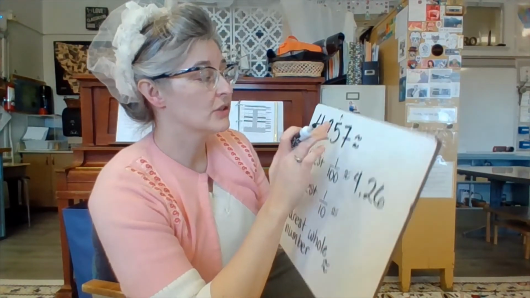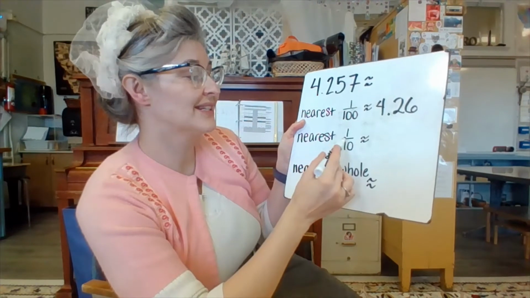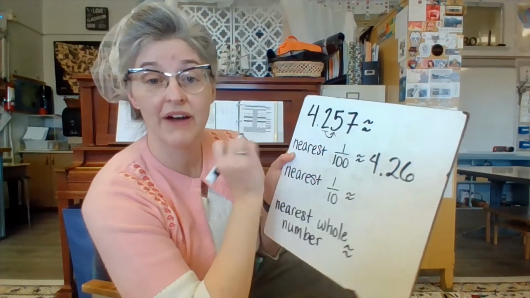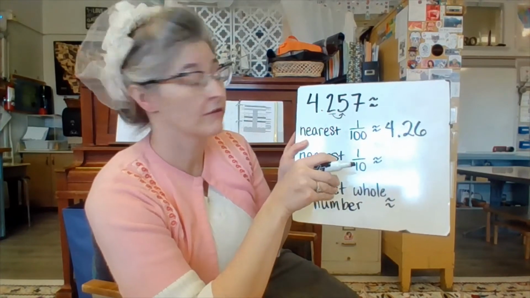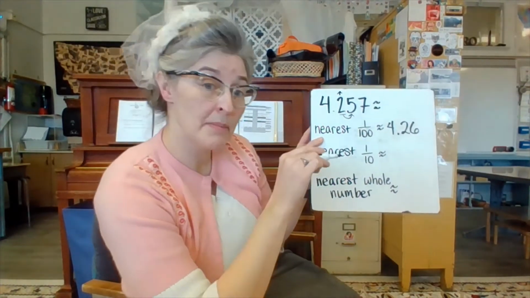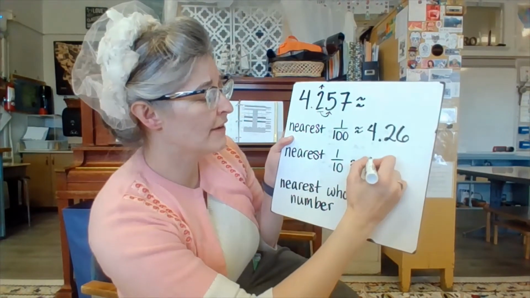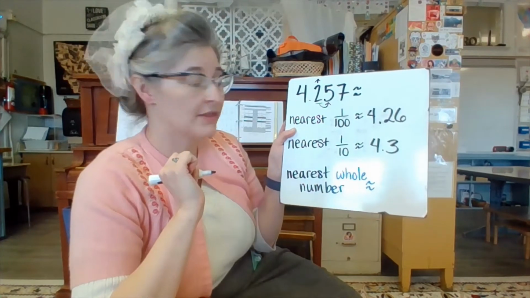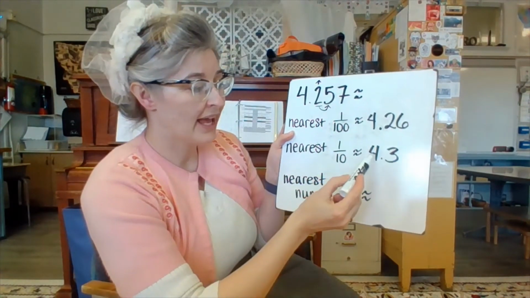So now let's look at the next one, nearest tenth. So I find the tenths place, go next door, is it 5 or more? It's exactly 5. So that means this number will round up, and I will have 4 and 3 tenths. So 4 and 3 tenths.